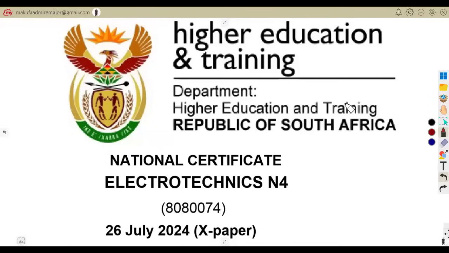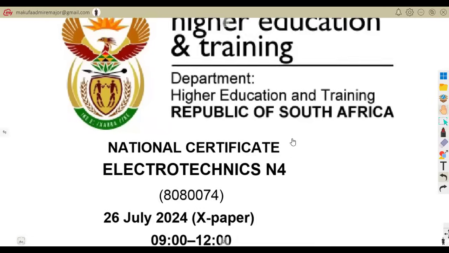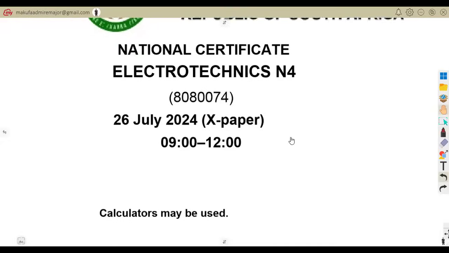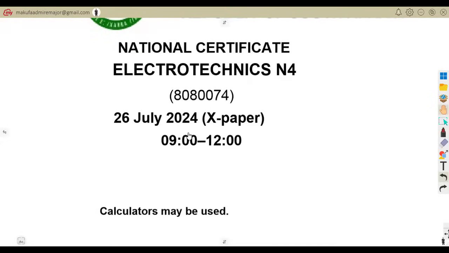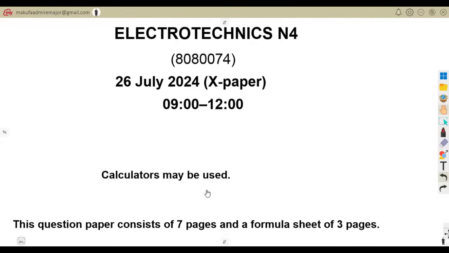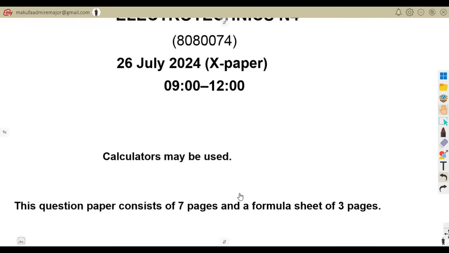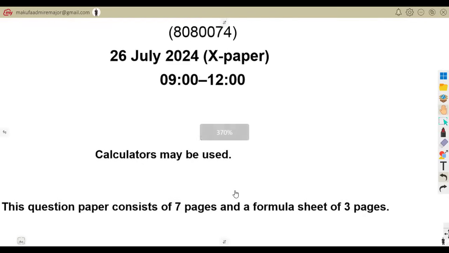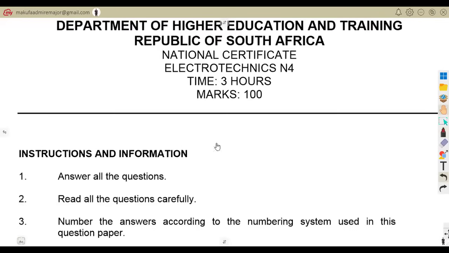We are still on our Electrotechnics N4, and this is going to be a full paper revision, considering our August exams, which is the paper that we wrote on 26 July 2024. Calculators may be used, and you also need to go through the instructions so that we understand what we are required to do.